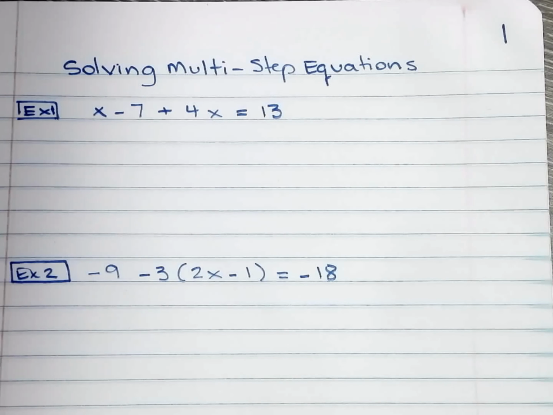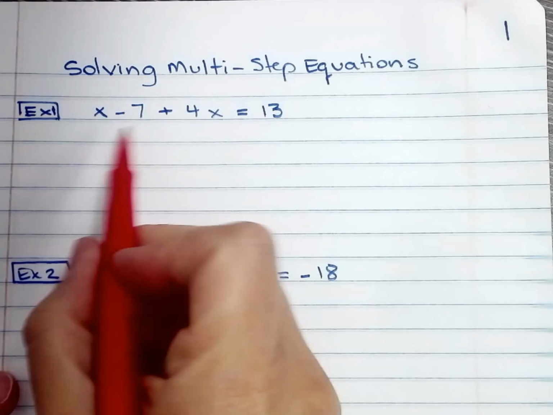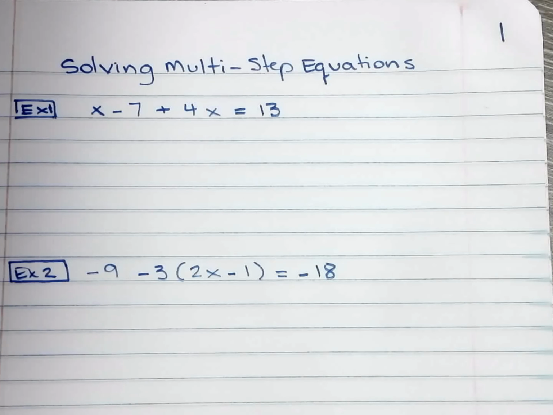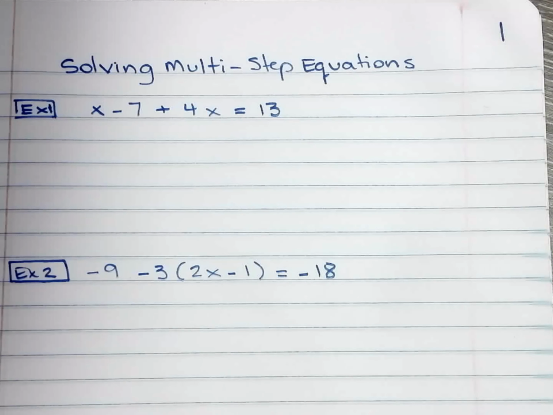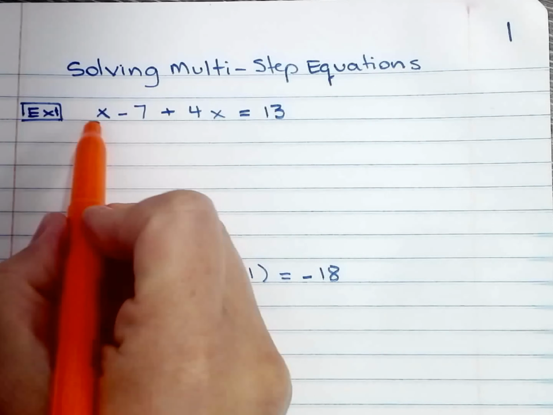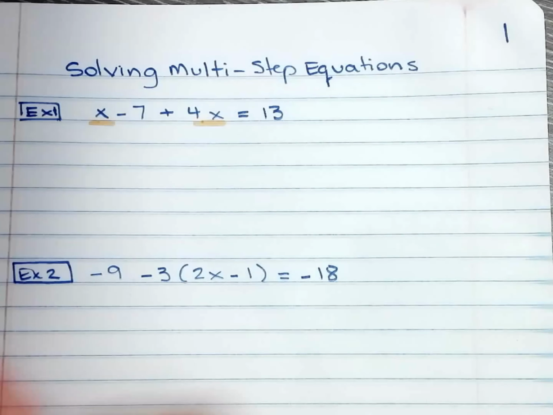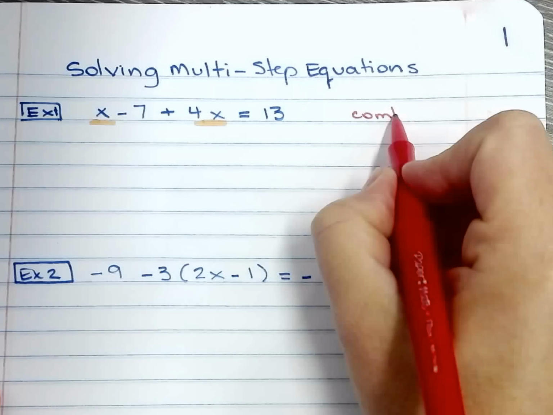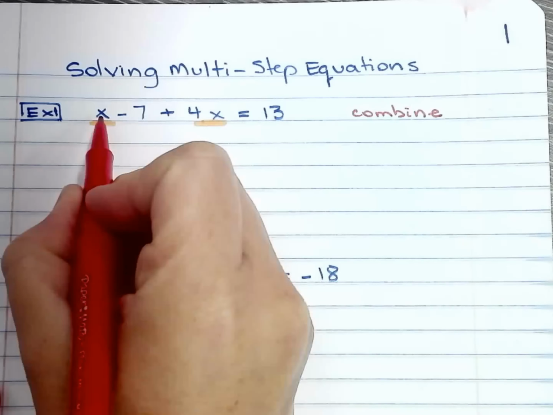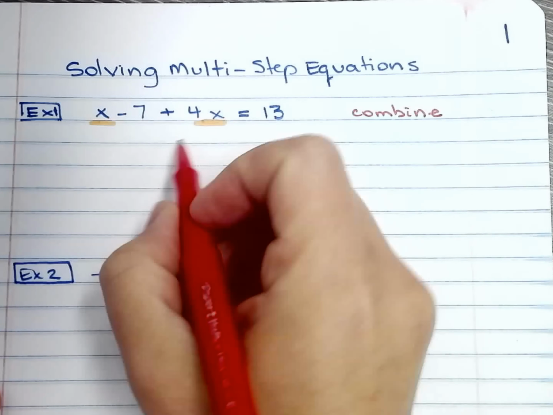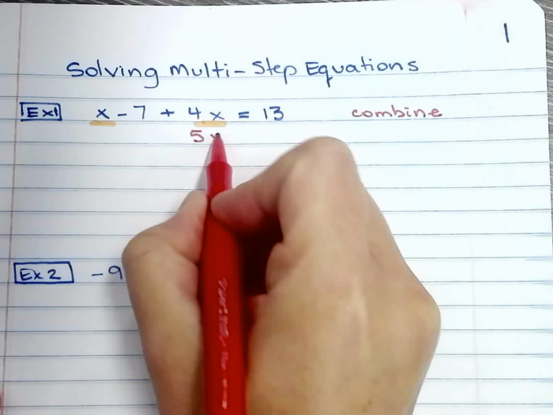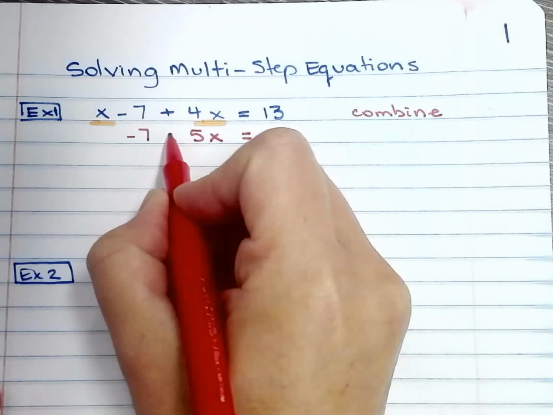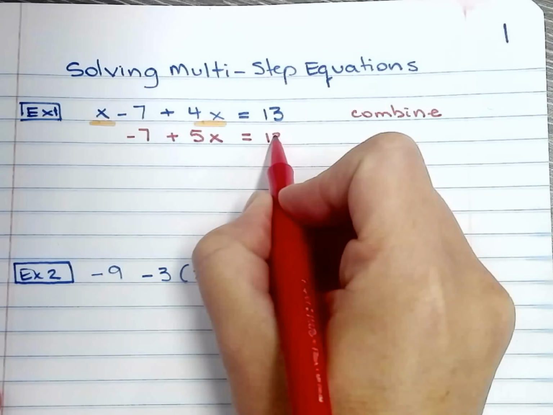We're solving multi-step equations. So the first thing we need to do here, we need to combine like terms because the goal is to isolate x and put x by itself. So we have x right here and x right here. We're going to combine first. So x, and for x, we have 5x. And that's all we're doing on this step. I didn't do anything with -7, and I didn't do anything with 13.